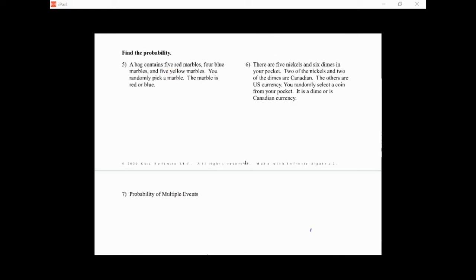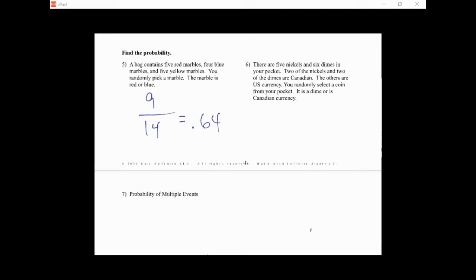Okay. Then you've got your basic probability. For the first one, it's pretty simple. It's just marbles in a bag, right? If you're looking for the probability that the marble you choose is red or blue, there's 5 red and 4 blue, so there's 9 that are red or blue, over the total number, which is 14, which is 0.64.